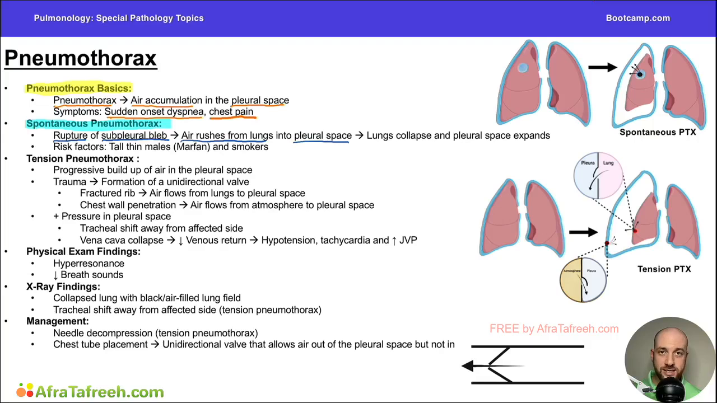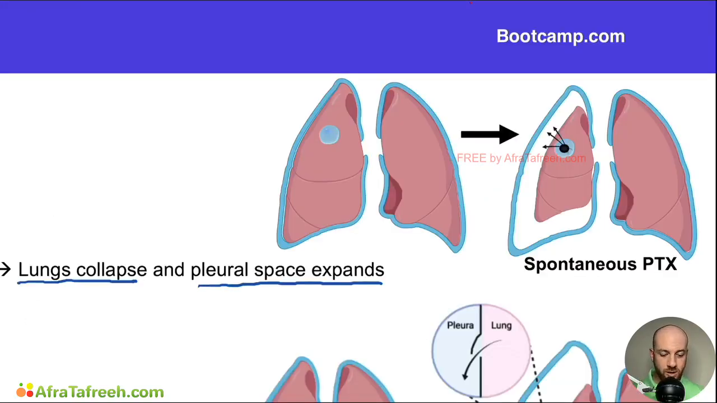And like we mentioned, as the air goes into the pleural space, it's going to abolish that liquid connection between the lungs and the chest wall. And as a result, we're going to see the lungs collapse. And of course, as air enters, the pleural space will expand with air. So if we just take a look at this diagram, this right here represents a bleb that has formed on the lung surface. And then after a while, it may burst.